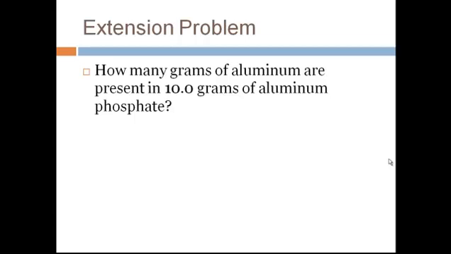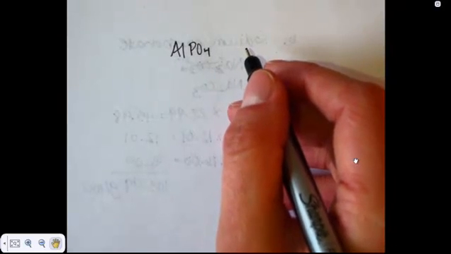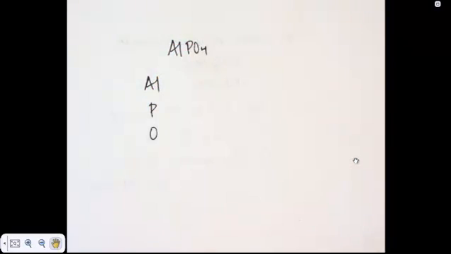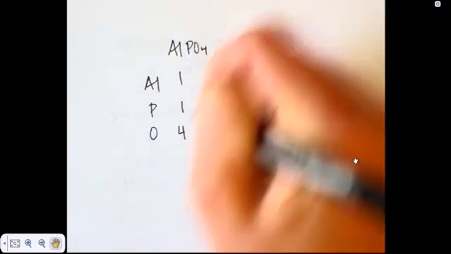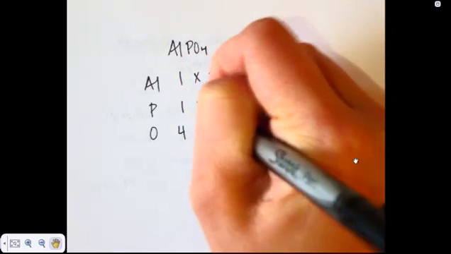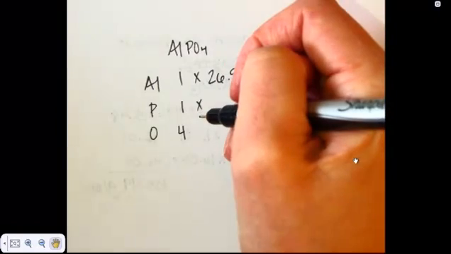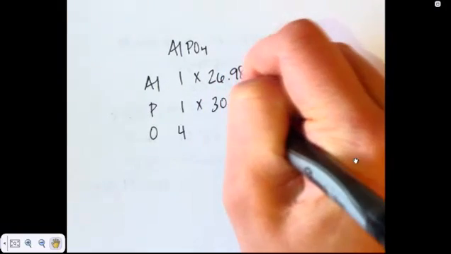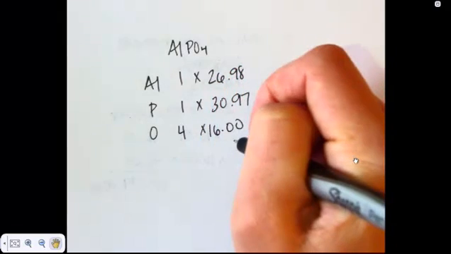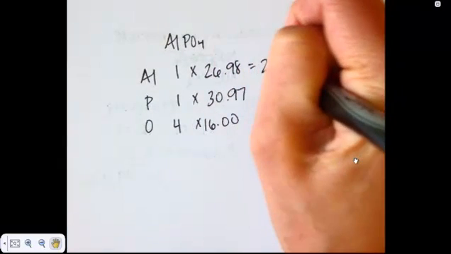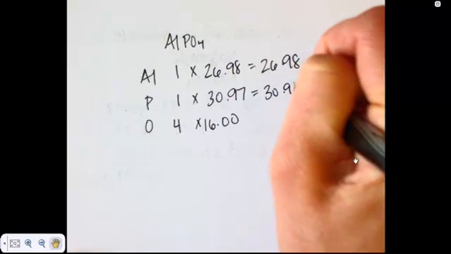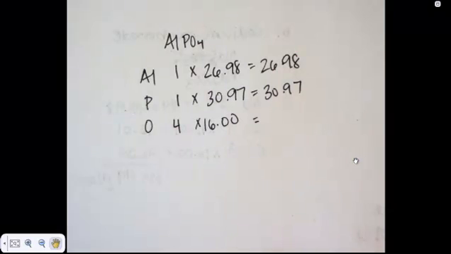So let's work through this together, and then you'll be all set to start working on your homework. So we have aluminum phosphate, which is AlPO4, the 3's cancel out, and we're first going to calculate the molar mass. So we have aluminum, phosphorus, and oxygen, 1, 1, and 4. Aluminum is 26.98. Phosphorus is 30.97, and oxygen is 16. We're going to multiply across. 16 times 4, 64. Add them up.